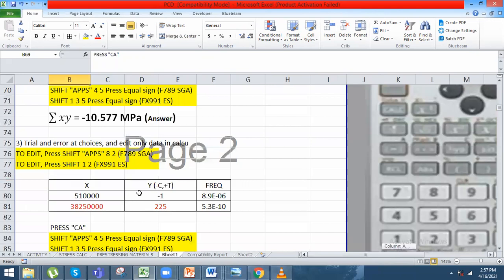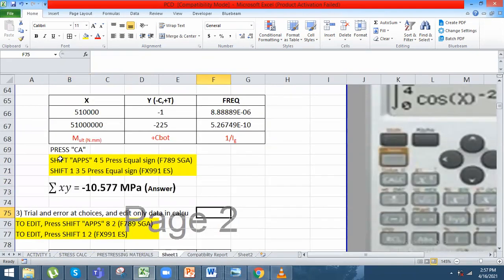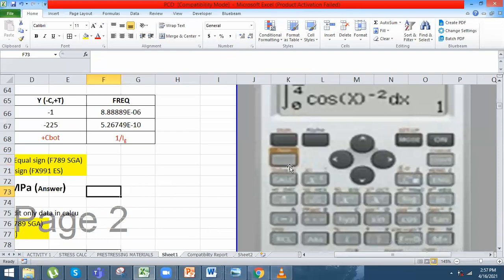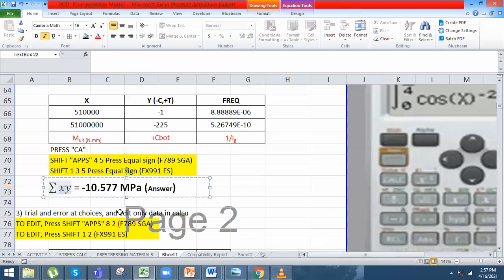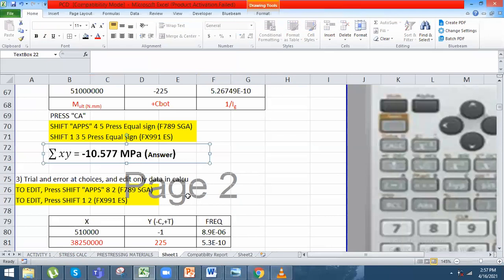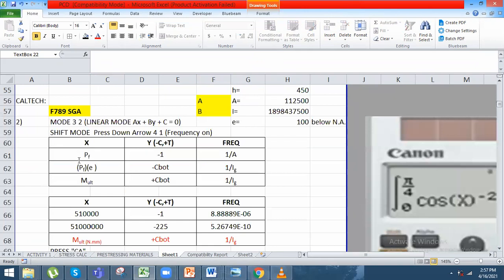Okay? Then after that, for fx-991ES or 570ES, pindutin nyo lang yung shift, ups, 5, then makikita nyo yung numbers dyan, 1 to 8. So, punta nyo yung number 4. So, pindot nyo yung number 4, tapos yung number 5, at ang lalabas na number 5 is summation of xy. So, that would be negative 10.577 megapascal. At yan ay parehas lang siya dito.